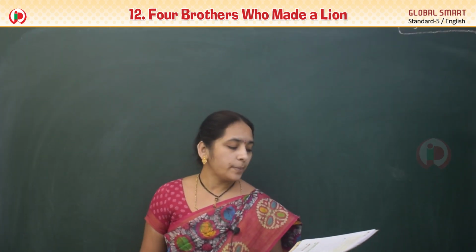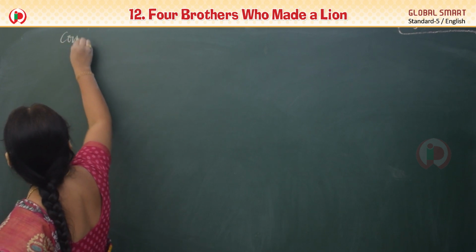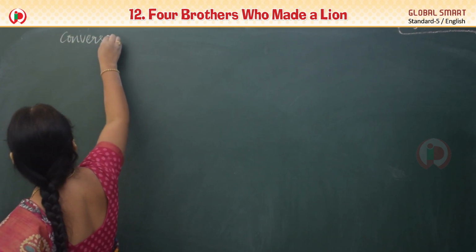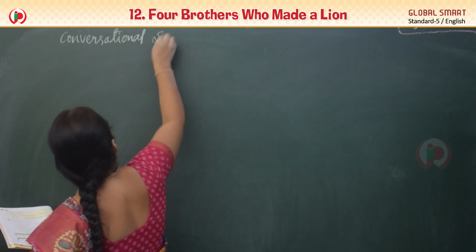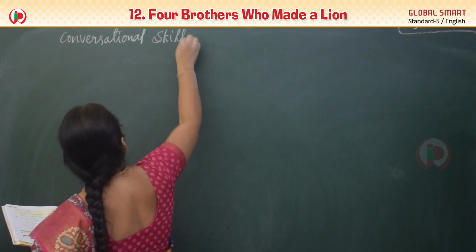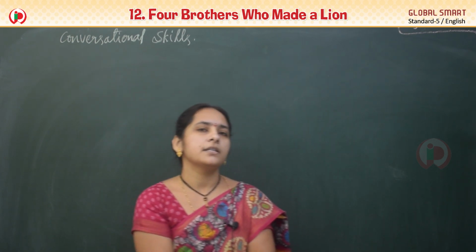See the next topic, children. What do we have, ma? After grammatical exercise, we have conversational skills. We have conversational skills. What do we have in the conversational skills, ma?